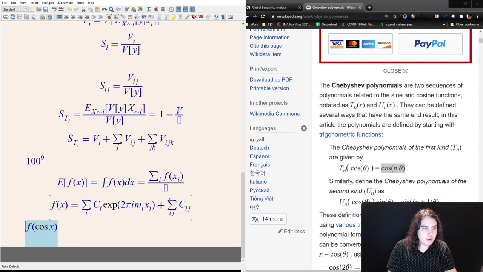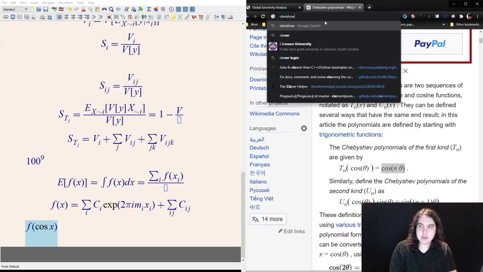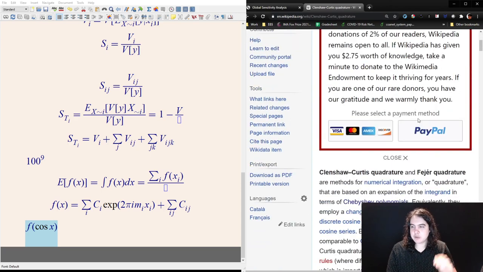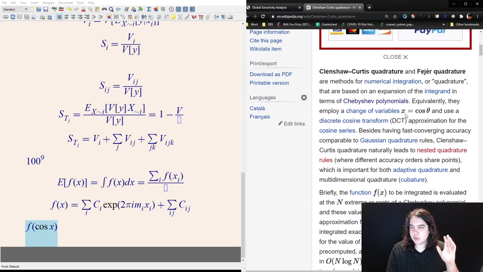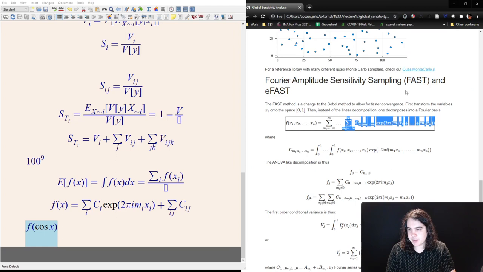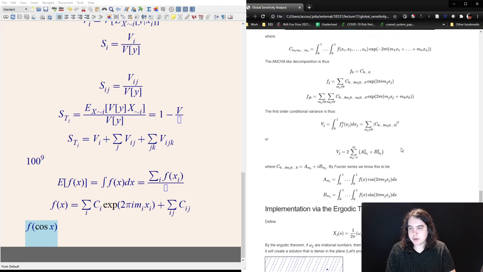Essentially, the trick that's going on here is trying to use that kind of Fourier decomposition trick to get what's known as Clenshaw-Curtis integration. Clenshaw-Curtis quadrature is using the Chebyshev points to be able to get a Gaussian quadrature that has exponential convergence. Right.